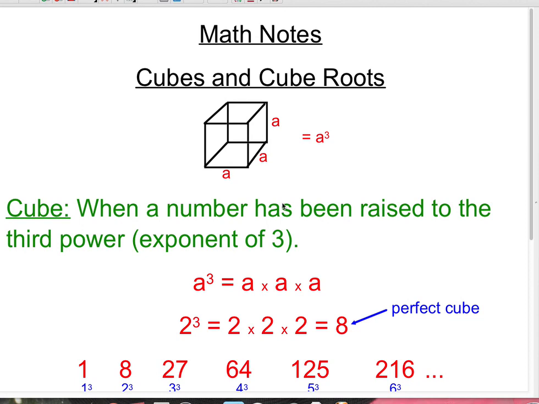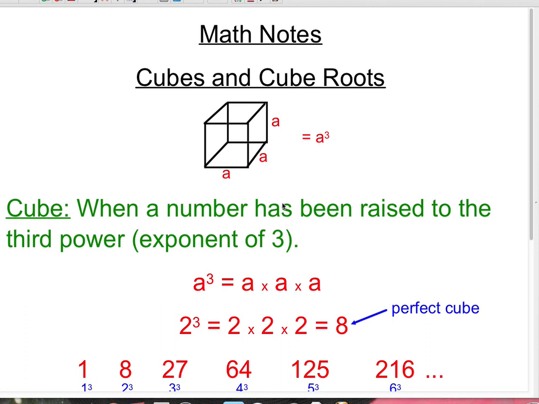This lesson is an interesting lesson. It deals with something that is called cubes and cube roots in math class. I'm guessing some of you have heard of this before, but I'm doubting that any of you have ever really done any problems like this before.